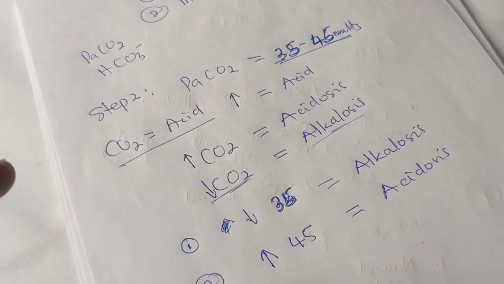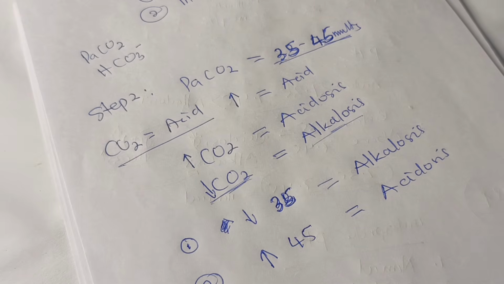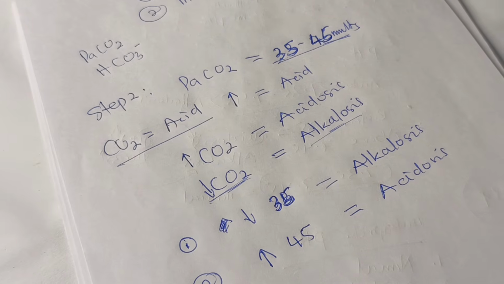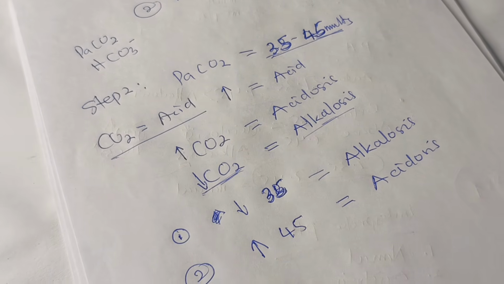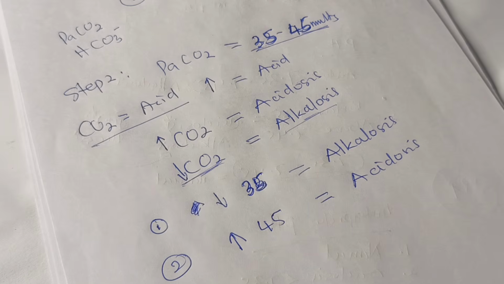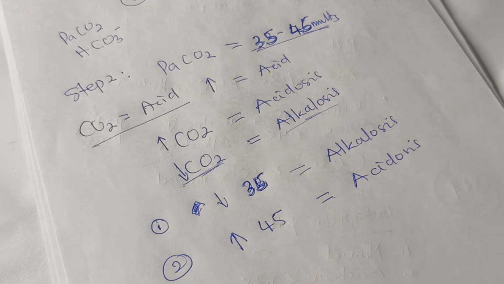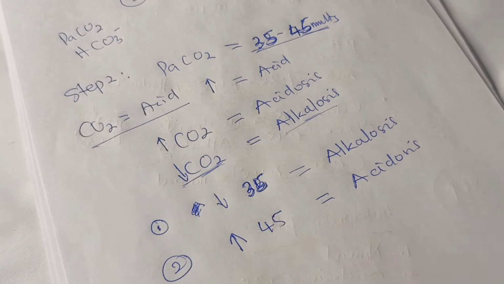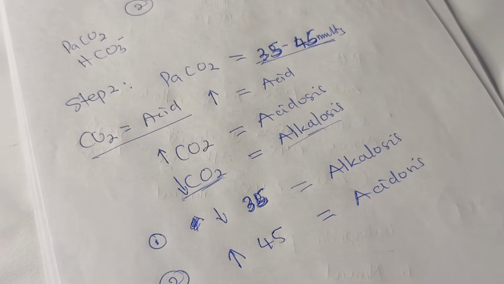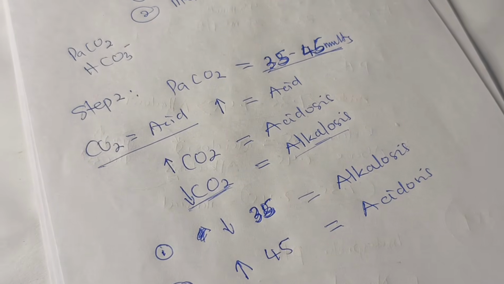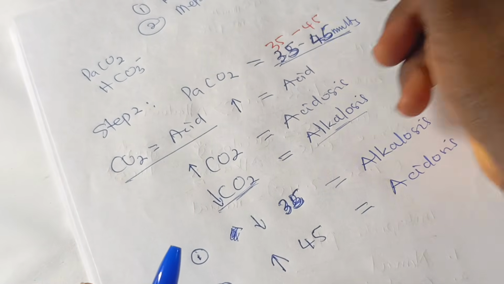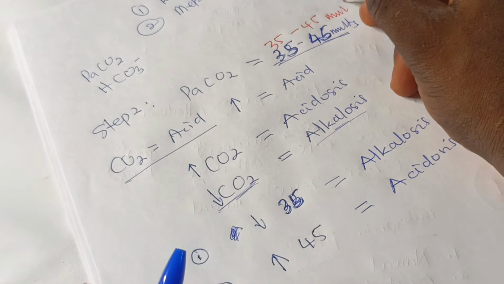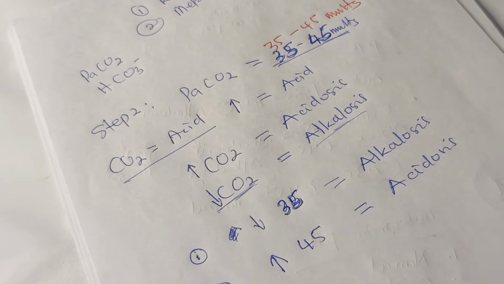Okay, so you have to interpret the partial pressure of carbon dioxide for the patient. The first thing we did was to interpret the pH and decide whether it's acidosis or alkalosis. Then the second step is to interpret the partial pressure of carbon dioxide, and we said the value is 35 to 45 millimeter of mercury. Please don't forget 35 to 45 millimeter of mercury. All right, good.